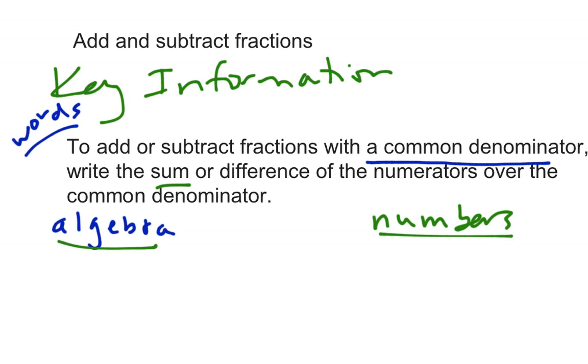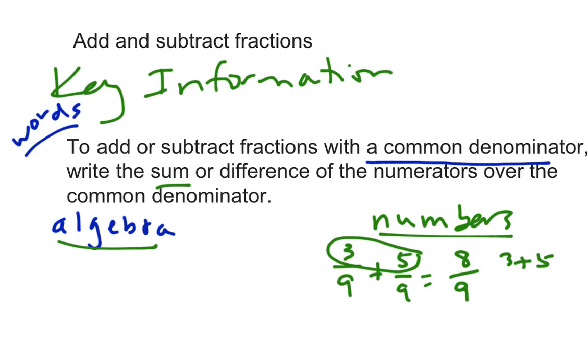So if we have numbers, it would look like 3 over 9 plus 5 over 9. You'd add the numerators, rewrite the denominator. So the 8 was the 3 plus 5. In algebra, that would look like this: A over C plus B over C. This is when we use letters because we don't know what the numbers are.